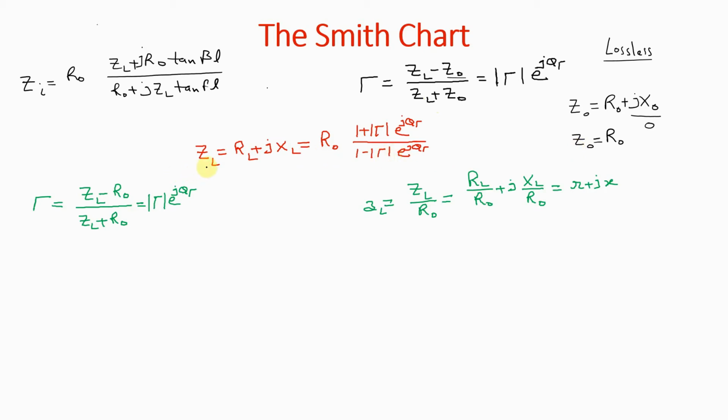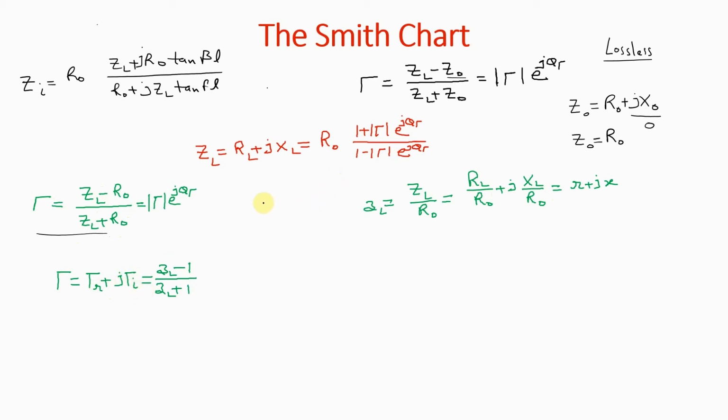Now this ZL is equal to RL plus JXL. This is divided by R naught to make it small zL. So that is RL divided by R naught plus JXL divided by R naught. This factor RL divided by R naught is represented by small r, and XL divided by R naught is small x. Now if ZL is a combination of real plus imaginary, then using this formula we can write the reflection coefficient gamma is equal to gamma real plus J gamma imaginary.